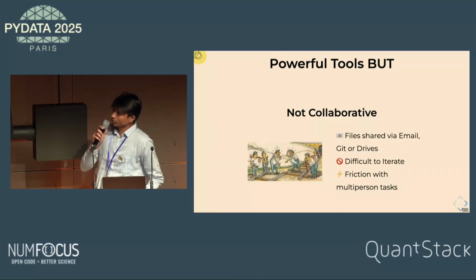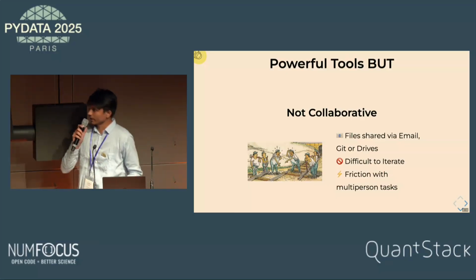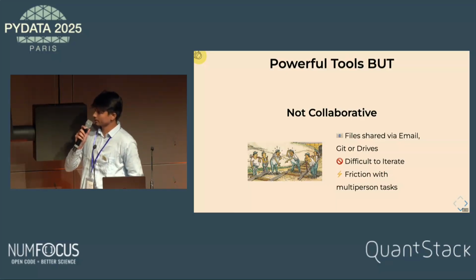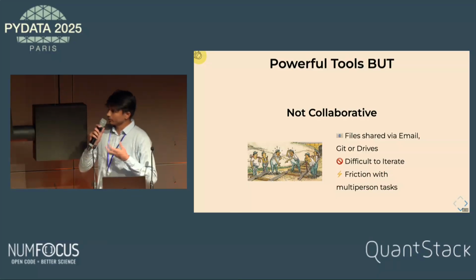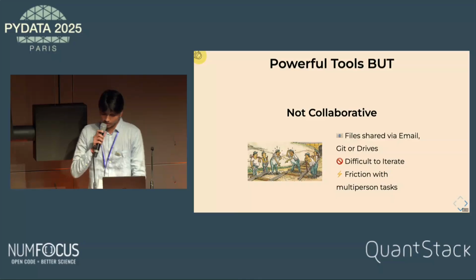These tools are not collaborative. So GIS and CAD files are still shared over emails, Git or drives, and it is very difficult to iterate over them. And when you are working on a task that is multi-person, it creates a lot of friction between people.